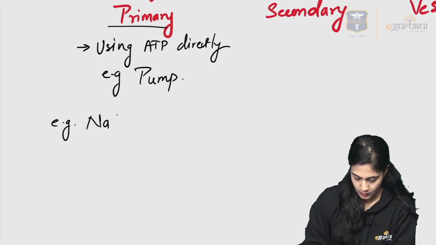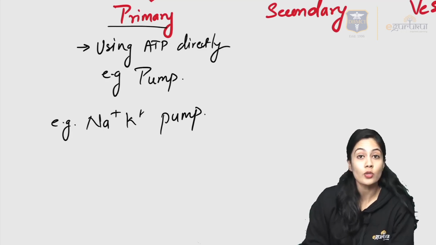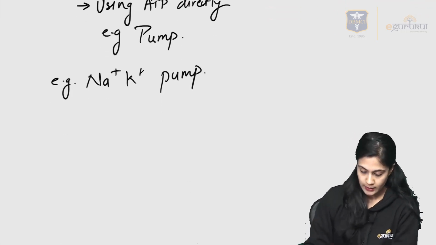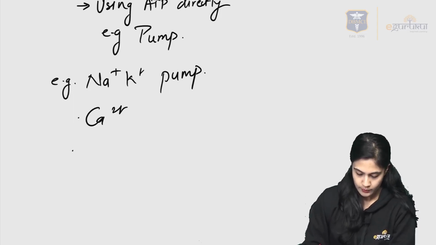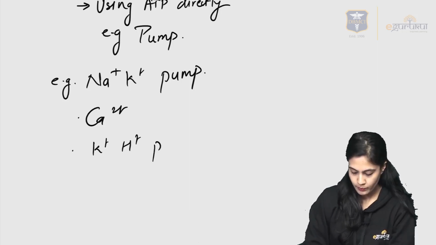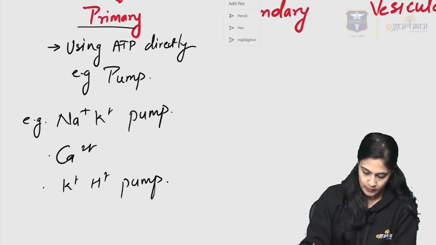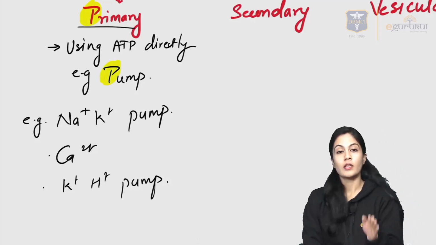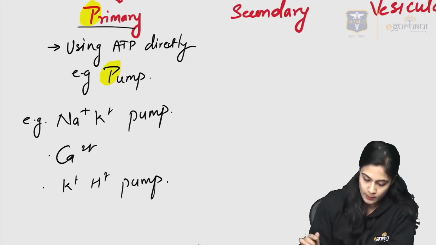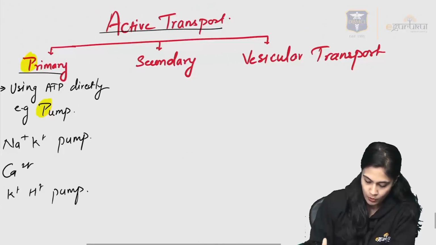the important pump is the sodium potassium pump, which is known as the universal pump, that we will discuss in detail. Sodium potassium pump or any calcium pumps, or the potassium hydrogen pumps, and so on. Now how will you remember this? P is for primary and P is for pumps. They use ATP directly, that's why they are known as primary active transport, and examples are pumps. P for primary, P for pumps.